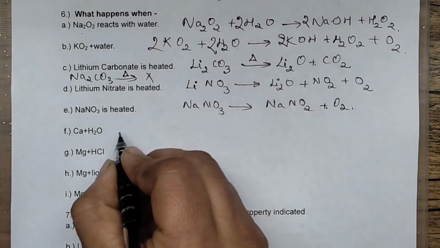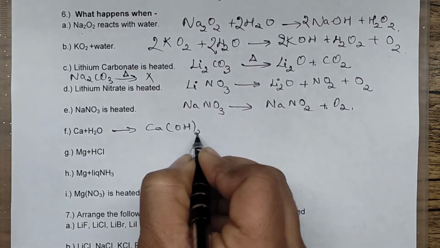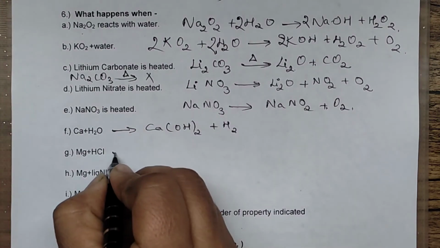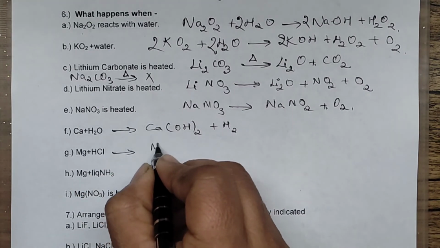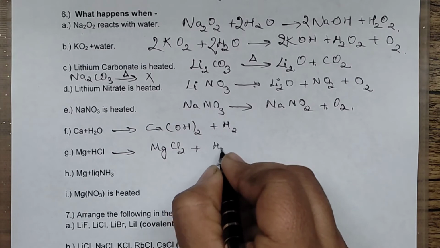Alkaline earth metals with water will form the corresponding hydroxide, plus hydrogen gas will be released. When it is alkaline earth metal with HCl, some acid, it will form the corresponding chloride, plus hydrogen gas will be released.